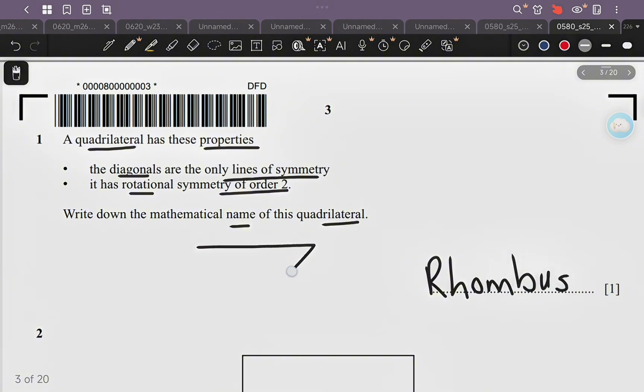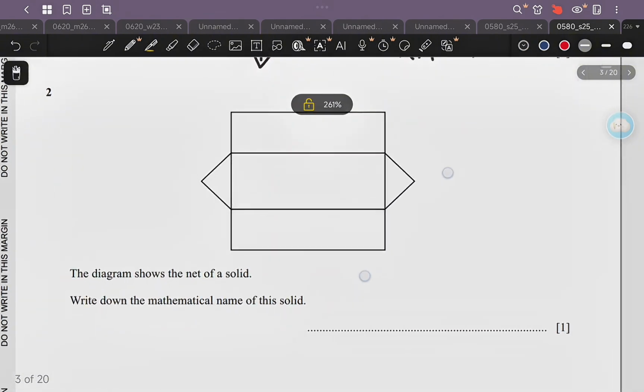So the rhombus is just a little bit like that. Kind of like a kite. So it's like that. The diagonals are the only lines of symmetry, and rotational symmetry of order 2 means it will come back to its original place after we rotate it twice. So that's it.